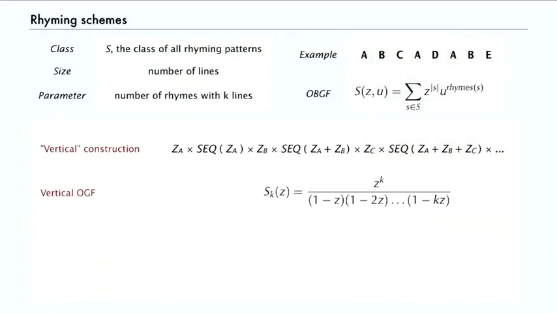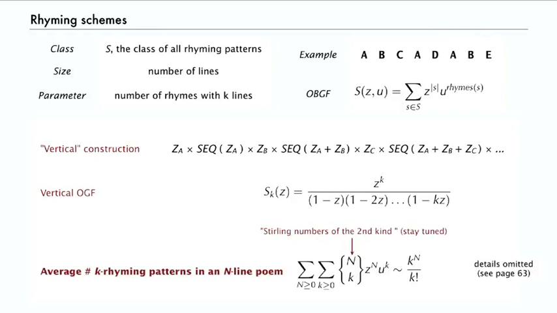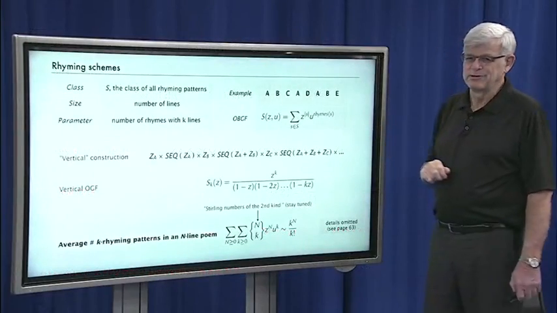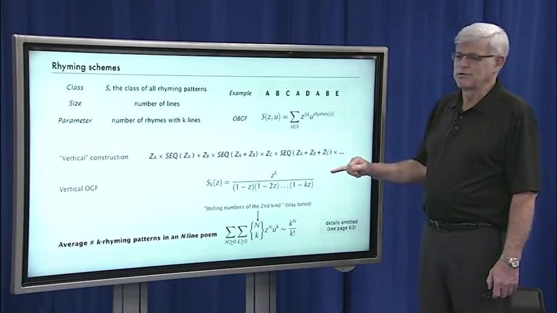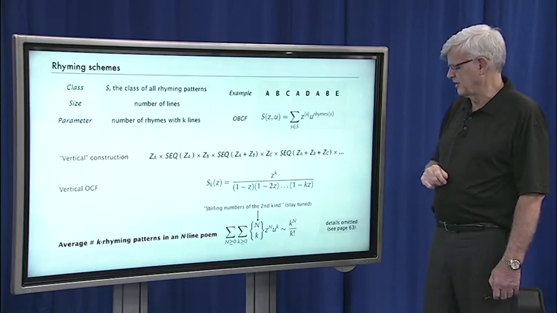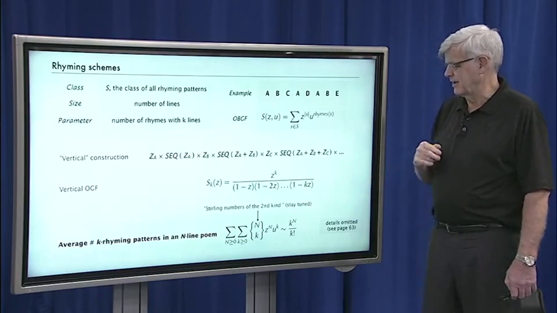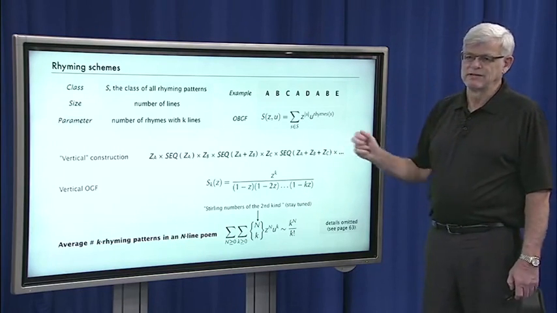And that immediately gives the vertical OGF. If we fix the number of rhymes to be k, this is the generating function for the number of poems of size n that have k rhymes. That's the vertical OGF. And actually this turns out to be numbers that are well known in combinatorics and appear in many, many other applications that we're not going to have time to talk much about, although we'll see them again, and you can certainly read about them in the book. These are called the Stirling numbers of the second kind, and we'll see them again in another application in this lecture. Turns out about k to the n over k factorial n-line poems have k rhymes.